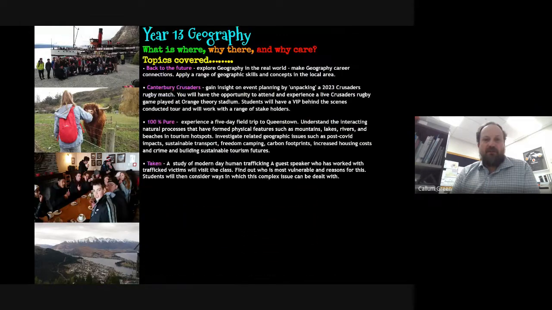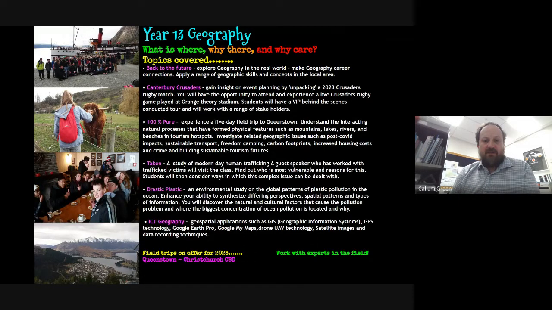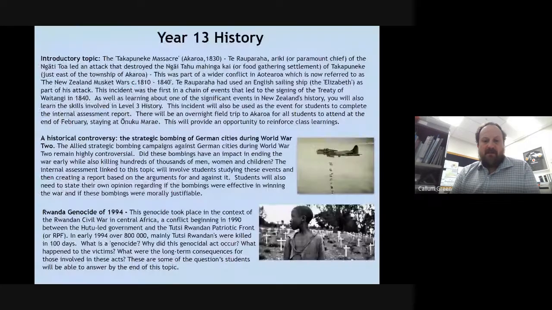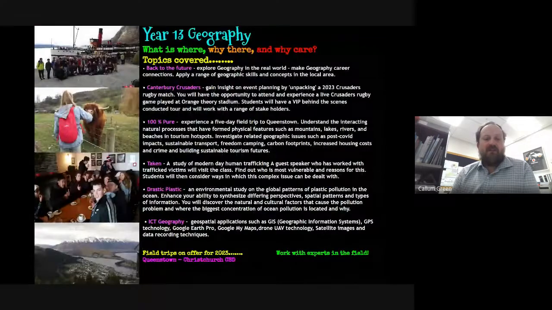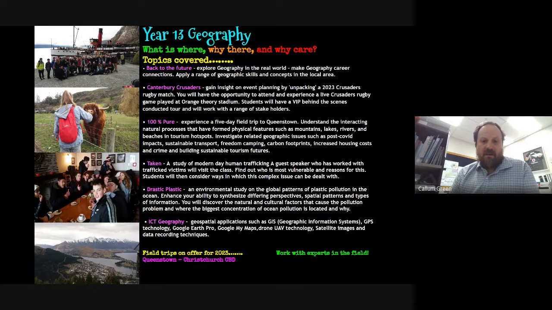Year 13 geography. A big part of Year 13 geography is the exciting field trip that students go to Queenstown for 5 days, and that usually happens at the end of July, start of August. In geography, we look at events and how events are organised. We do some geographic research. We look at the idea of human trafficking, plastic in the environment, and again, we have ICT, geospatial applications and GIS applications in the course.